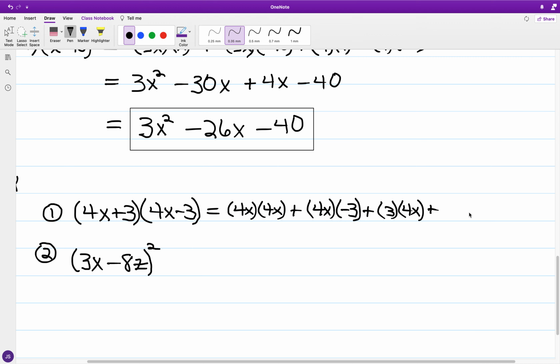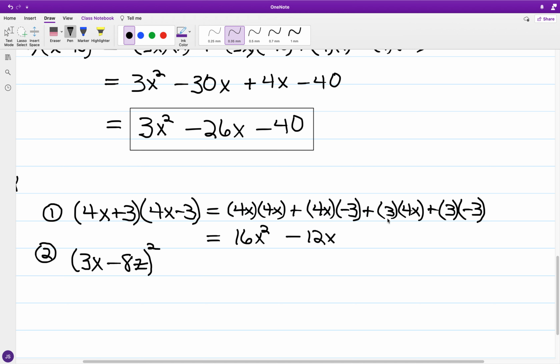And the last term, so we have 3 and negative 3. In terms of the follow through, so you have 4x times 4x, so this will be 16x squared. And then we have 4x times negative 3, so this will be a negative 12x.